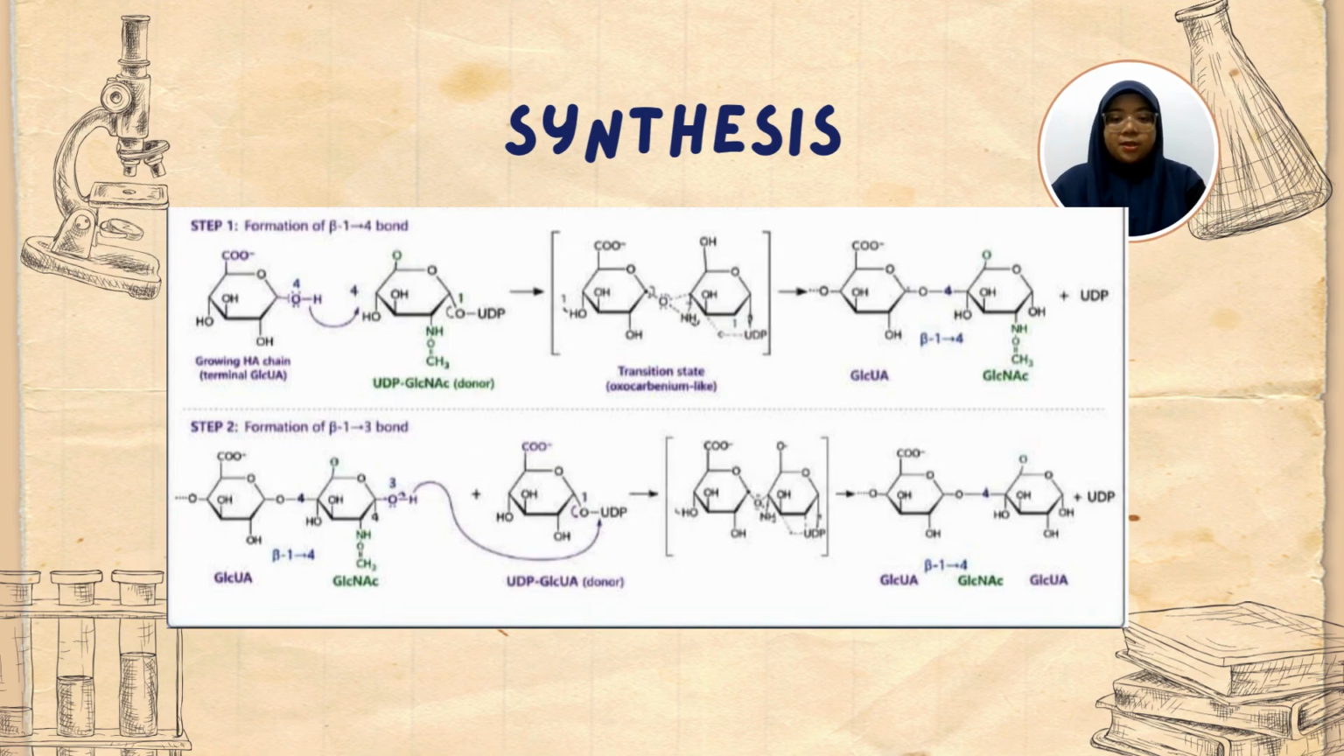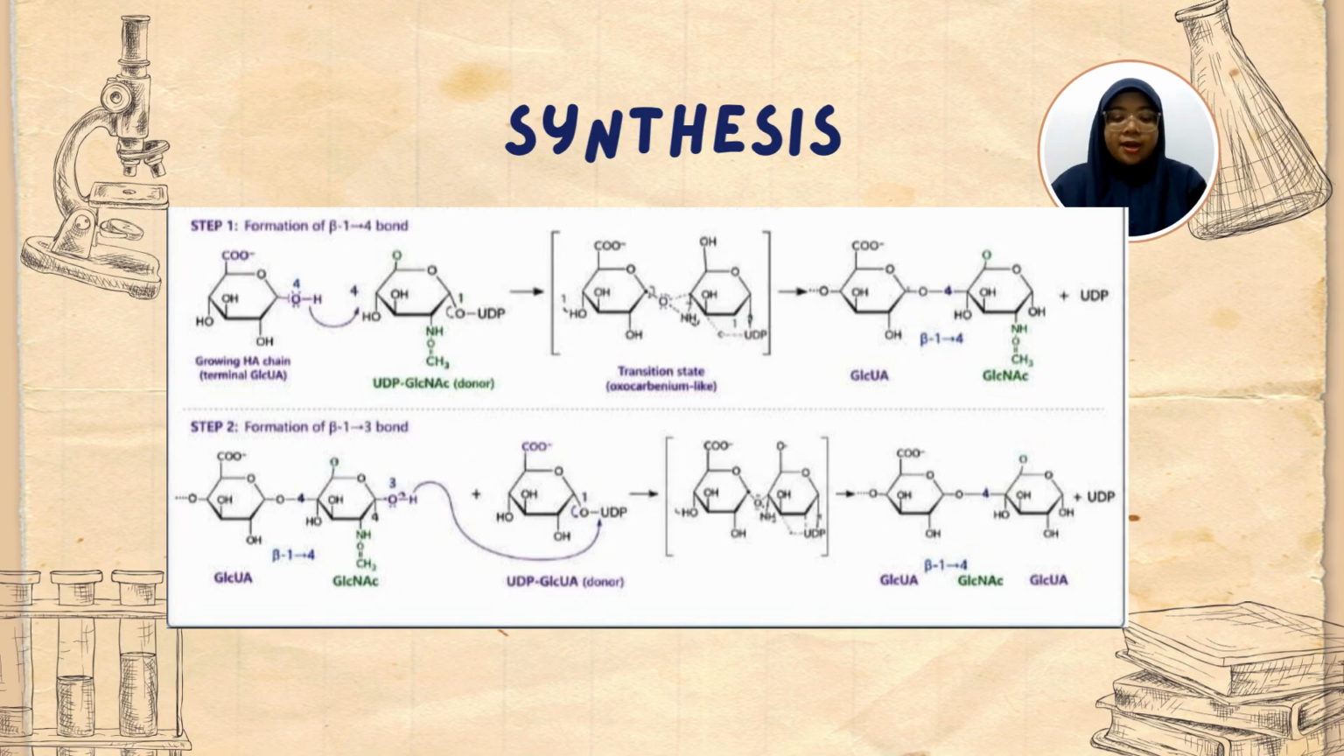The second step is polymerization by hyaluronan synthase. The second stage is polymerization, which is catalyzed by the membrane-bound enzyme hyaluronan synthase (HAS). In the first step, the hydroxyl group at carbon 4 of the terminal glucuronic acid on the growing chain attacks the anomeric carbon, or carbon 1, of UDP-GlcNAc. UDP acts as a good leaving group and is released, forming a β-1,4 glycosidic bond.